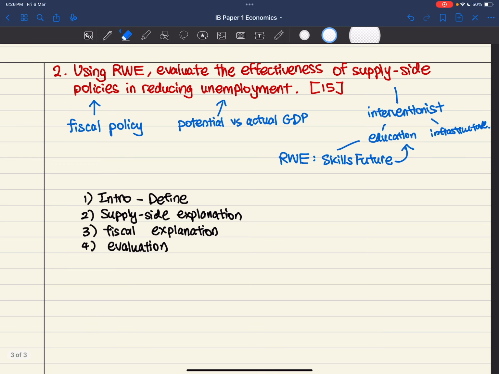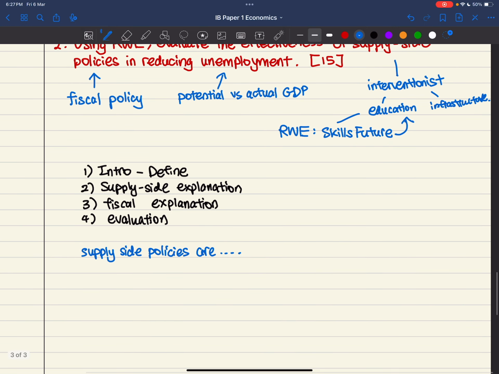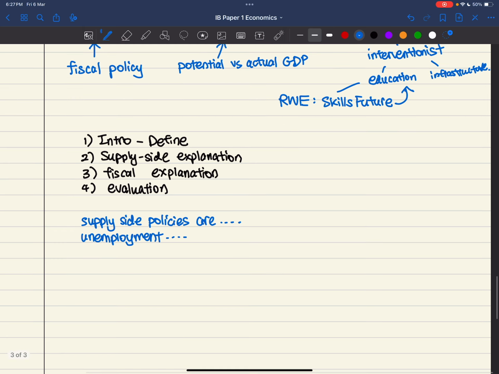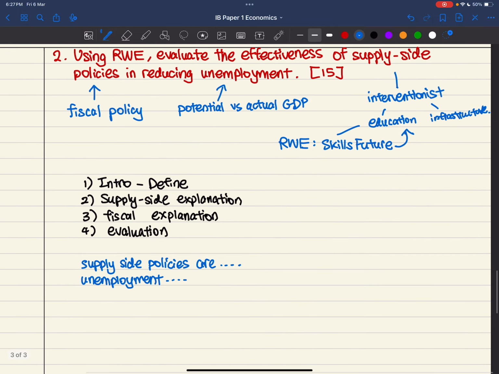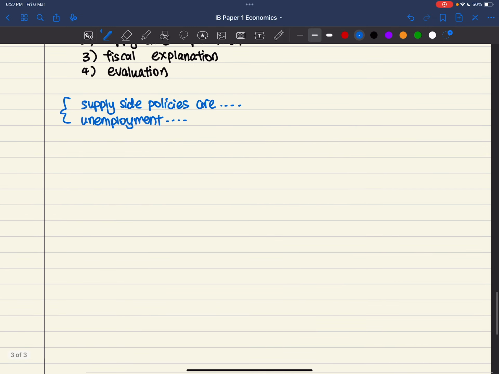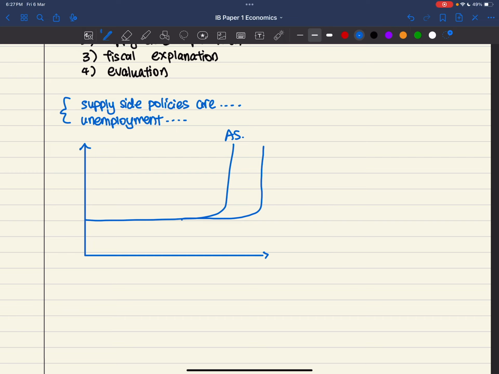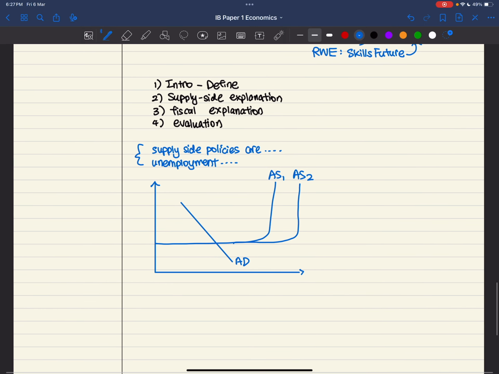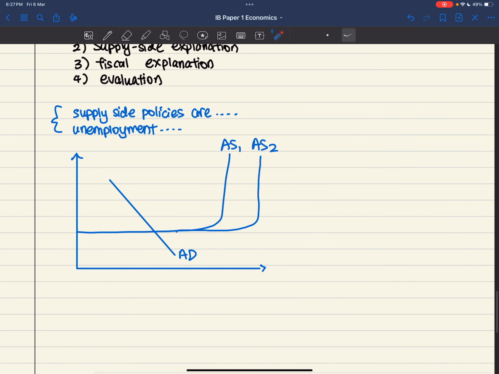Define, so supply side policies are, unemployment is, I won't waste your time right now, you can go search it out. So supply side policy, I will explain it right now. So let's draw a graph. Remember that we can use Keynesian here because it's easier to explain. AS1, AS2. Let's do AD here. This is something to keep in mind. Whenever you want to talk about supply side policies, draw your AD here, as I will show you why.